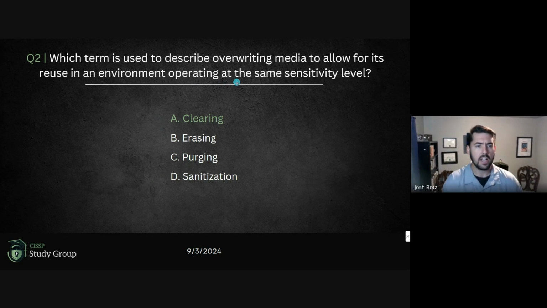If I'm looking at this and I really focus on, I want to overwrite the media to reuse it, boy, purging sounds pretty good. Same sensitivity level, why wouldn't I still do purging? Just thinking like a technician, why wouldn't I just do that? It makes sense. It's more secure. It's easier. Let's just do a purging. We could do a blanket policy. But thinking like a manager, we want the common sense, easiest solution, the low cost, low effort thing that's going to get the job done.